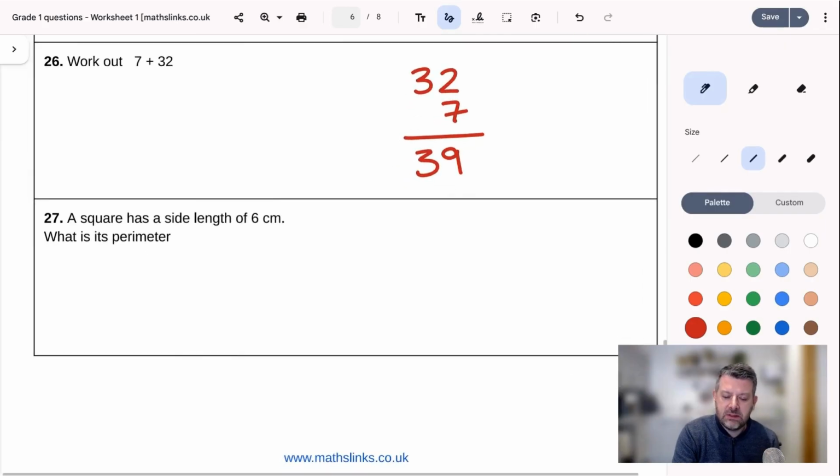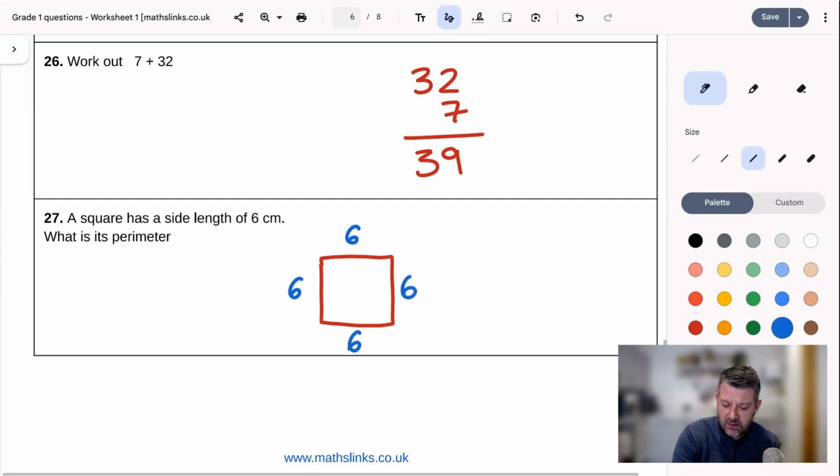Square for question 27. So here's the thing. Most of these questions are worded. If it's talking about a shape and it's only words, draw it. So we got a square. Side length of 6. So each side is 6. What is its perimeter? Well, the perimeter is all the sides added together. So those 4 6s added together to give us 24 centimeters. So that square would have a perimeter of 24 centimeters.